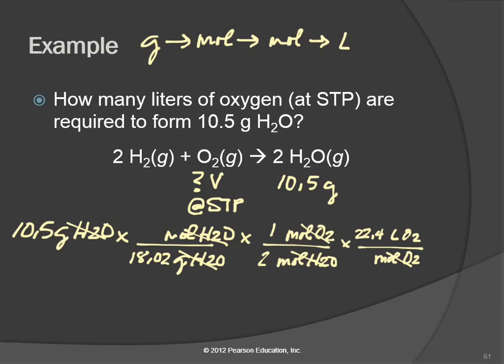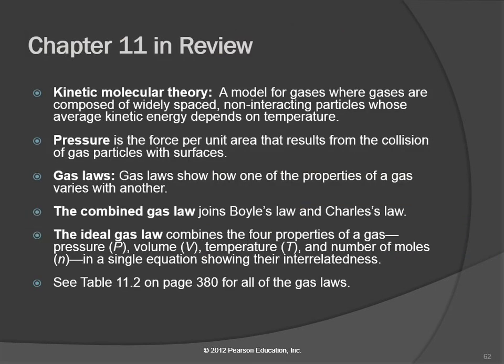10.5 divided by 18.02 divided by 2 times 22.4. This result should have 3 sig figs, so 6.53 liters. Did I get it right that time? Okay. Any questions? If you were given a volume of gas at STP and asked for a mass, you could use the 22.4 as your first conversion factor. And that's the end of the chapter. Thank goodness.